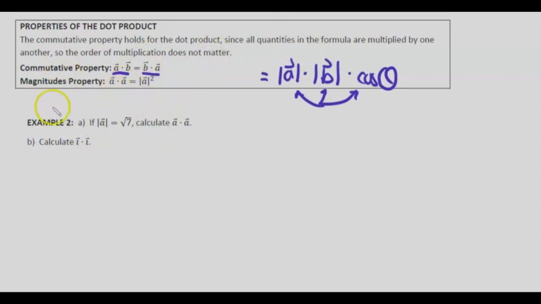So again, A dot B is equal to B dot A. There's also something called the magnitudes property. Vector A dot vector A is actually going to yield the magnitude of A squared.